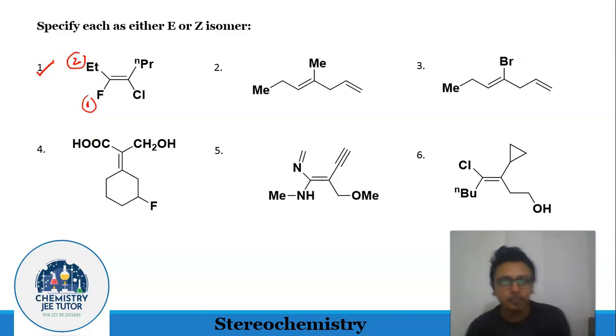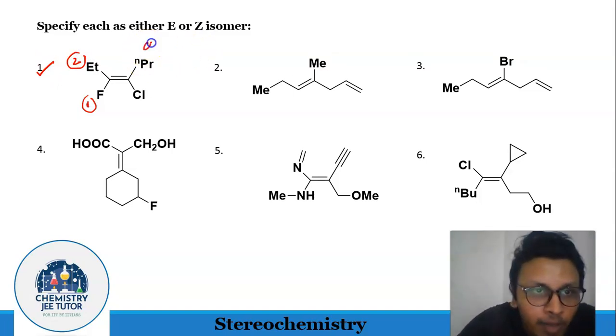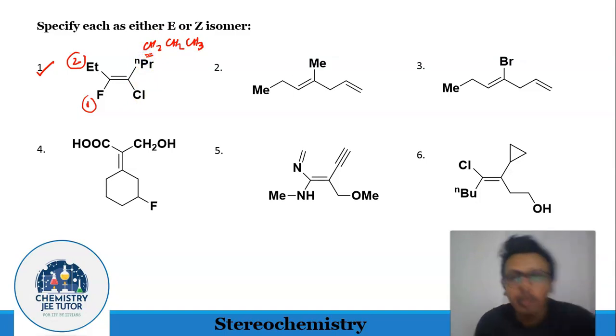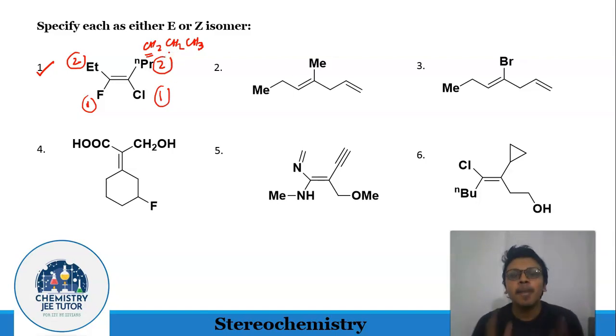It becomes easier. Again, we have a chlorine versus propyl competition. Chlorine versus CH2, exactly. What is propyl? Propyl is CH2, CH2, CH3. So we compare this chlorine and this CH2. Chlorine has a higher atomic number, so chlorine is 1 and propyl is 2. And what we know is, if same priority groups are on the same side of the double bond, it is a Z isomer. If same priority groups are on the opposite side of the double bond, it is an E isomer.